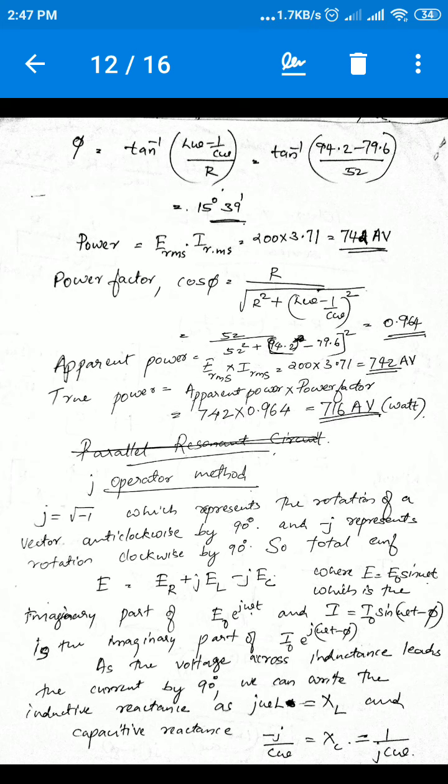That means anti-clockwise 90 degrees. So j into omega L gives the inductive reactance, and we call it XL. And capacitive reactance, let it be XC. XC is equal to, we know that it is 1 by C omega, and it should be multiplied with the minus j. So minus j into 1 by C omega.